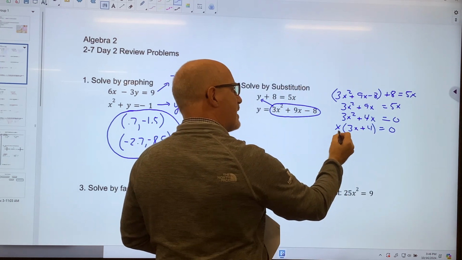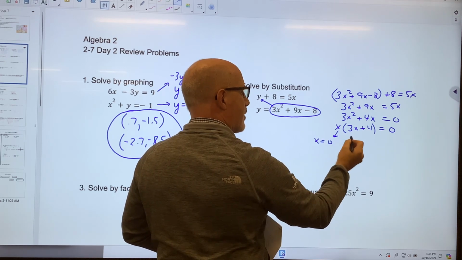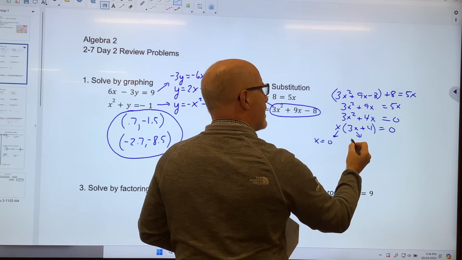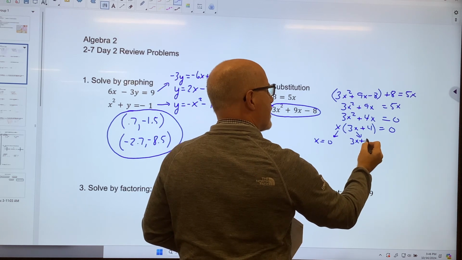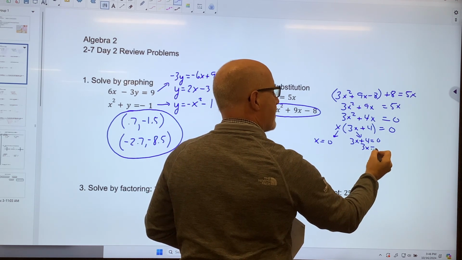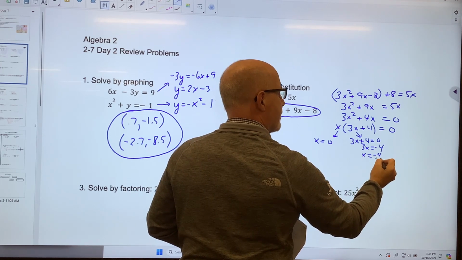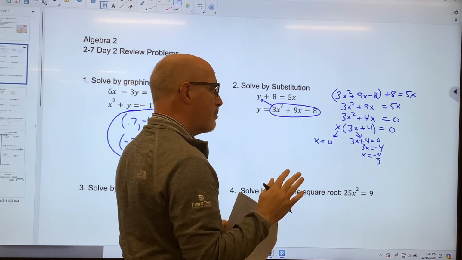And now I'm going to set each factor equal to 0. X equals 0, that part's done. And then this one, 3x plus 4 equal to 0. So 3x equals negative 4, and x equals negative 4/3. So these are my x values.